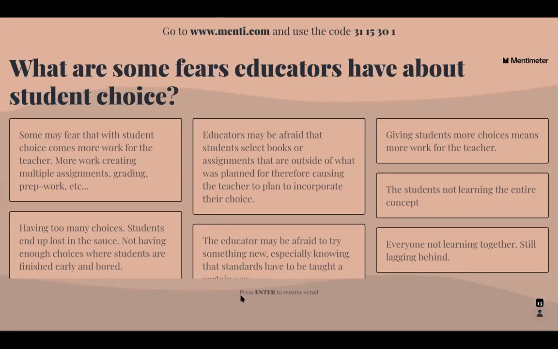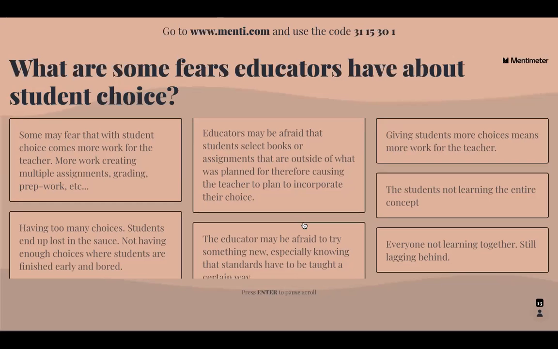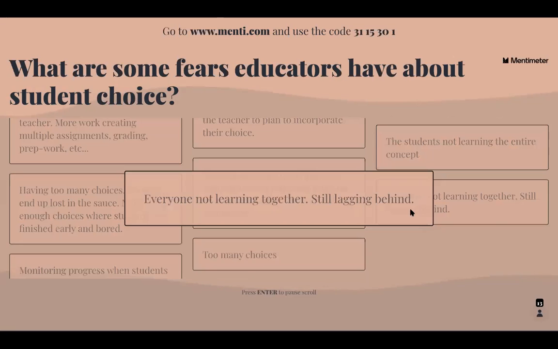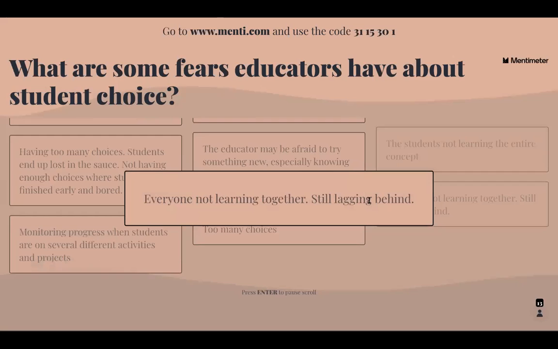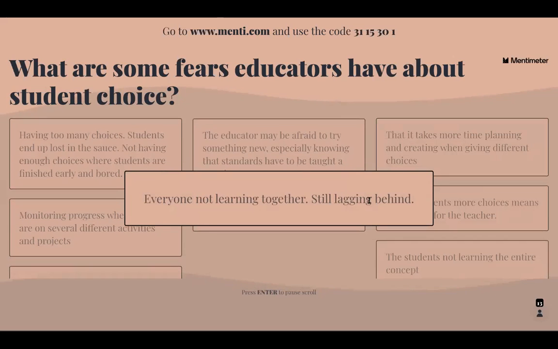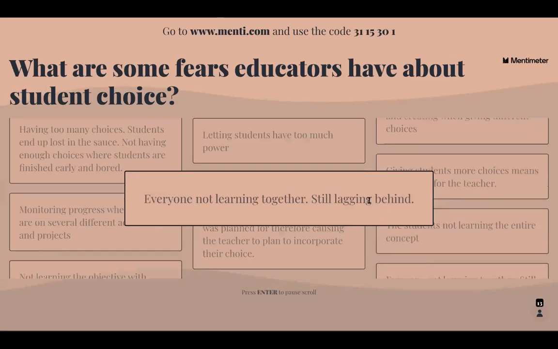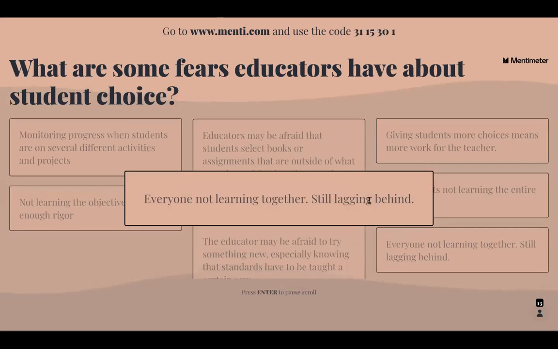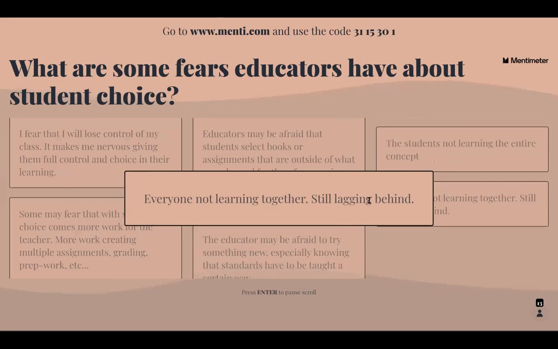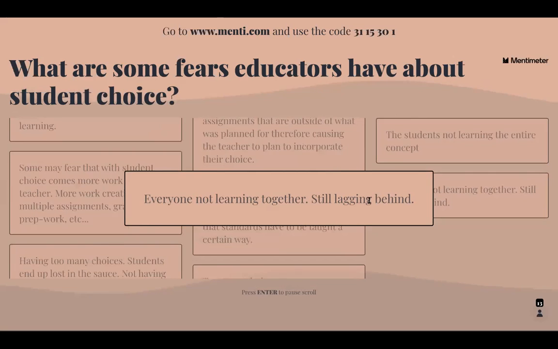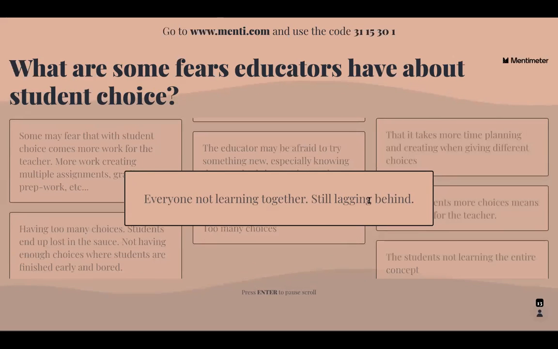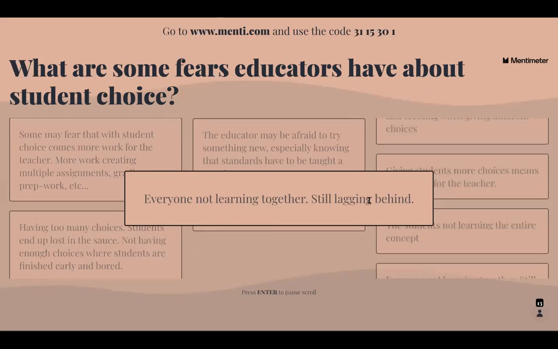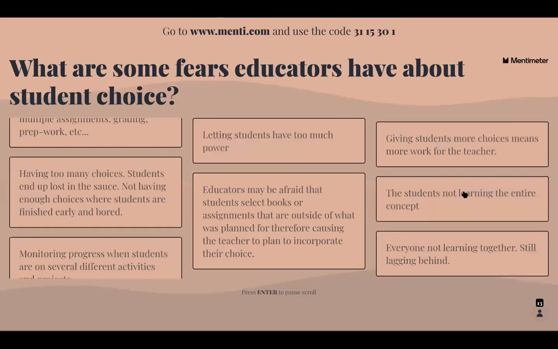Okay. All right. Here we go. The educator may be afraid to try something new, especially knowing that standards have to be taught a certain way. Everyone not together, still lagging behind. Let's look at that. What is differentiation? If you're at point A and I'm at C, am I supposed to wait on you? Is that how this works? No, the teacher's supposed to create some type of differentiated assignment that allows me to further and go past that skill and go beyond, and I'm able to apply my learning. All right. So I don't know about that one.